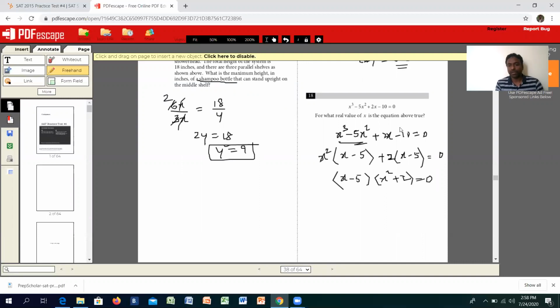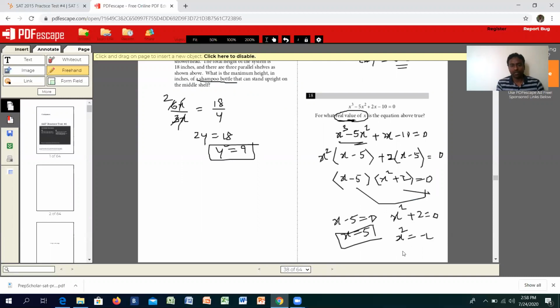Since they asked me to find the real values, this is the important point in the question. Both factors are set equal to 0. If x minus 5 is equal to 0, this gives the real value. What about the other bracket? I'm not going to get a real answer because it is nothing but an answer with iota, the root of minus 2, and the root of a negative number is imaginary, which rules out. My only answer is x equals 5.